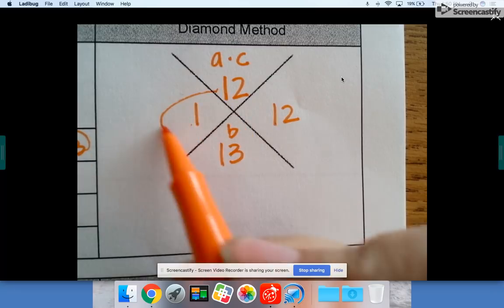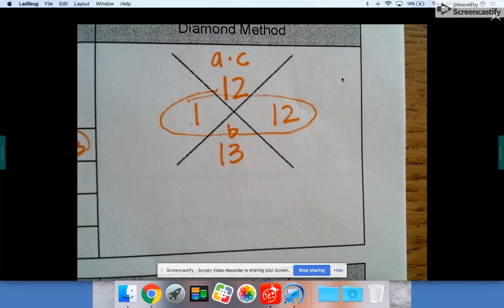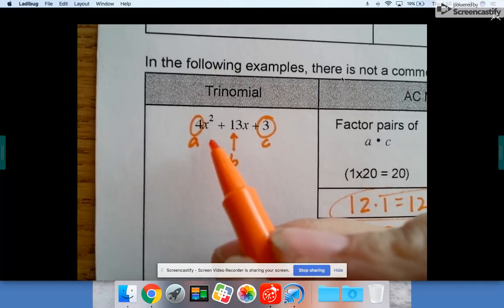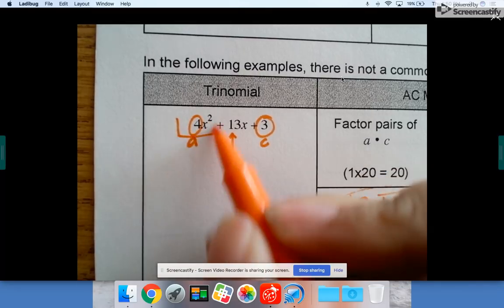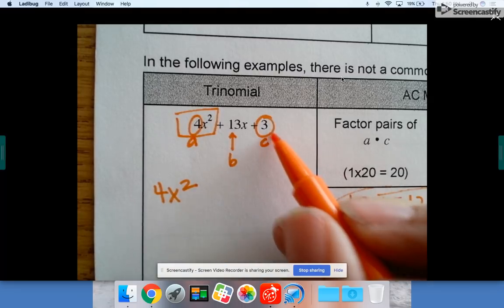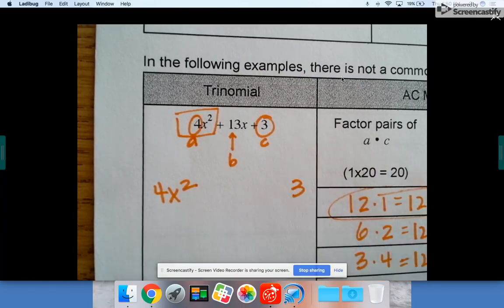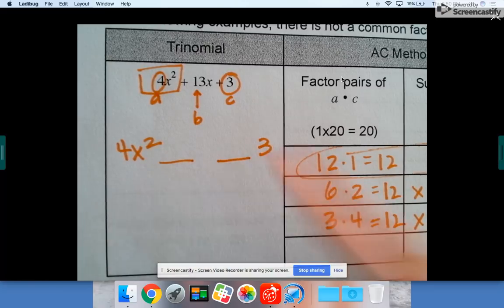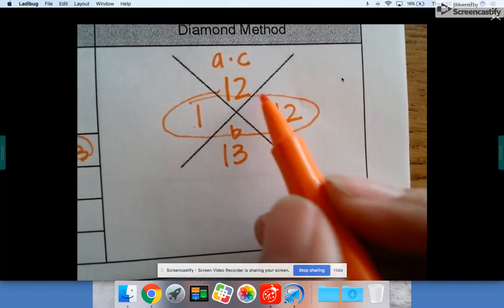So I want you to remember the 12 and 1, and those are your middle two terms. It's like when you FOIL, it's like the O and the I. So I want you to rewrite the F if you FOILed, that is 4x squared. And I want you to write the L if you FOILed, which is 3. And then the O and the I terms are the two that we came up with over here.